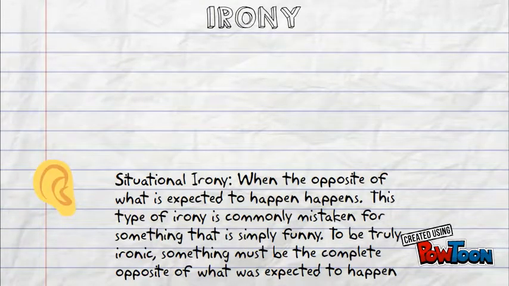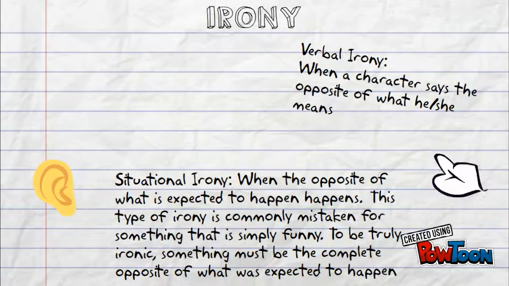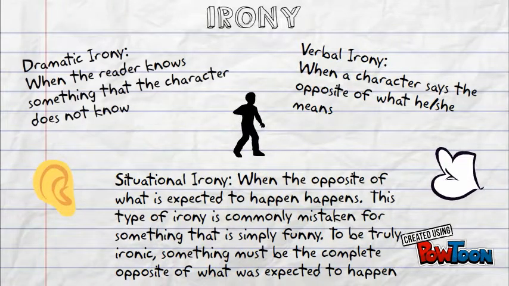Review the types of irony below. Situational irony is when something that we don't expect to happen happens. Verbal irony is when a character says the opposite of what he or she means. And dramatic irony is when the reader knows something that the character does not know.